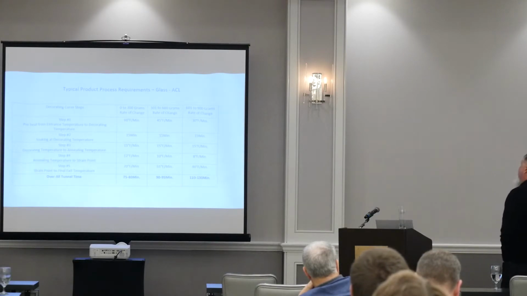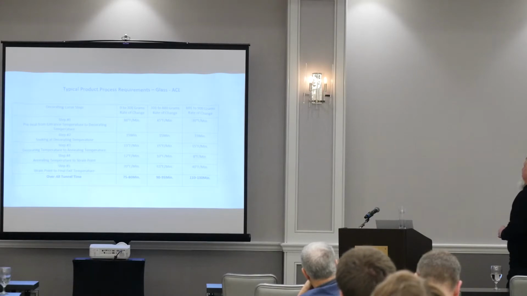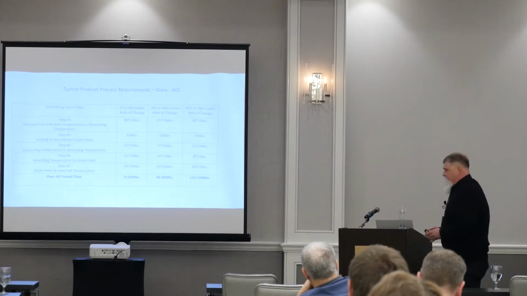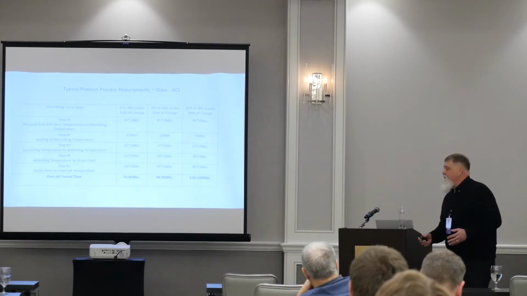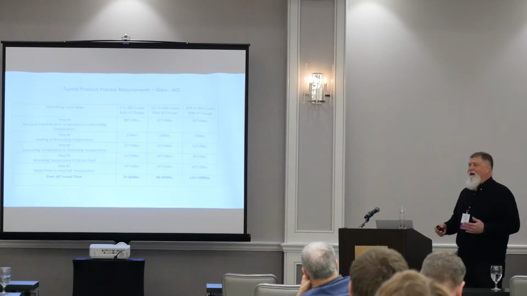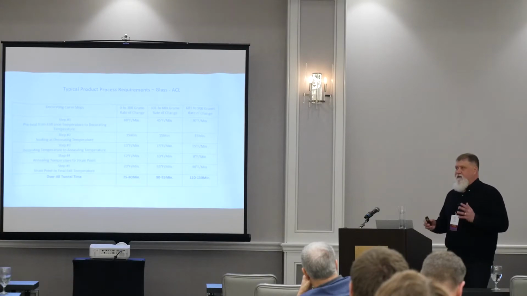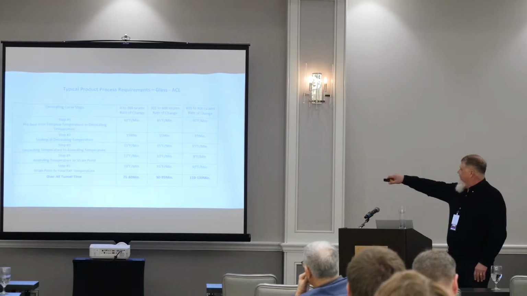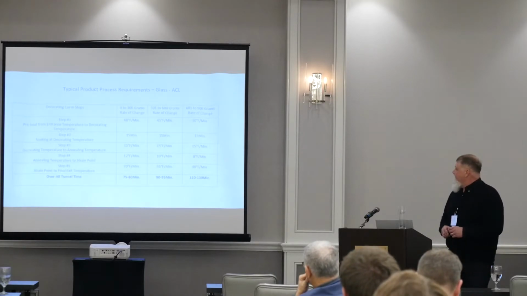Yeah. So again, this is based on soda lime glass. Typically the strain point for soda lime glass is going to be somewhere around 890, 900 degrees, somewhere in that range. So that annealing temperature to strain point, that's step 4.